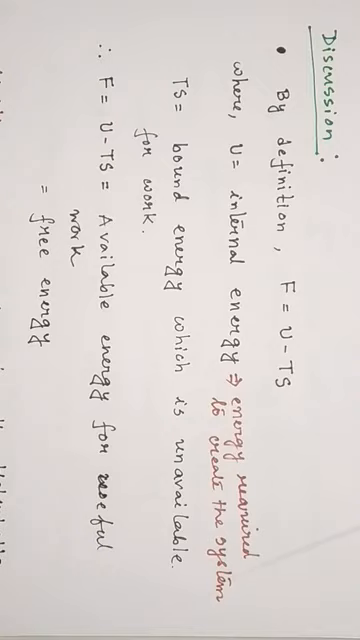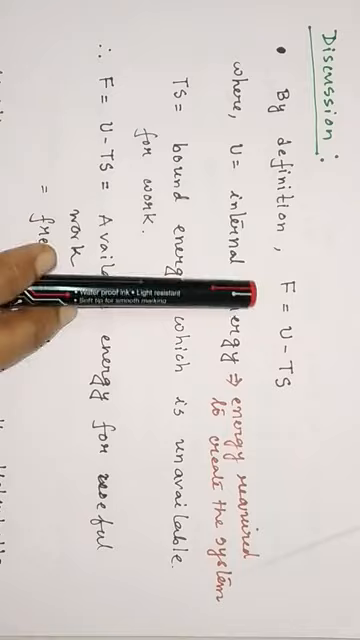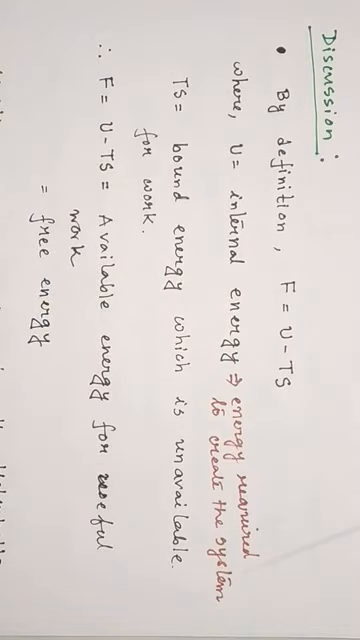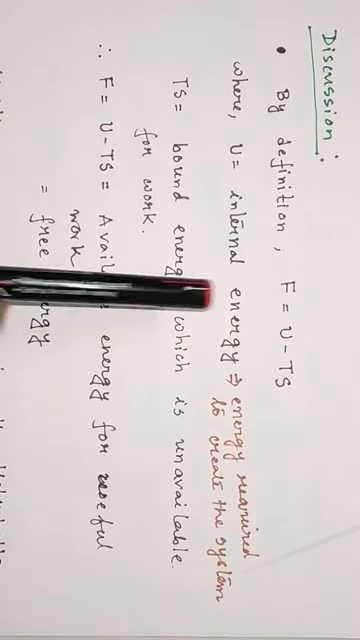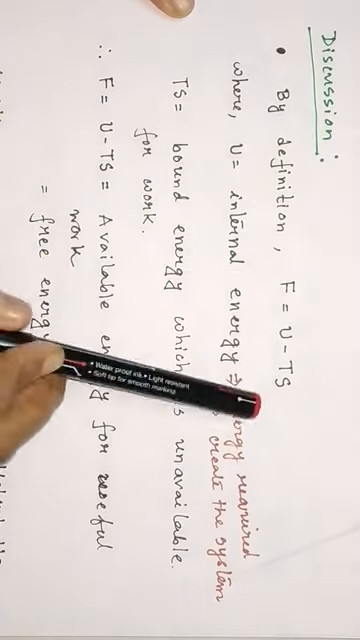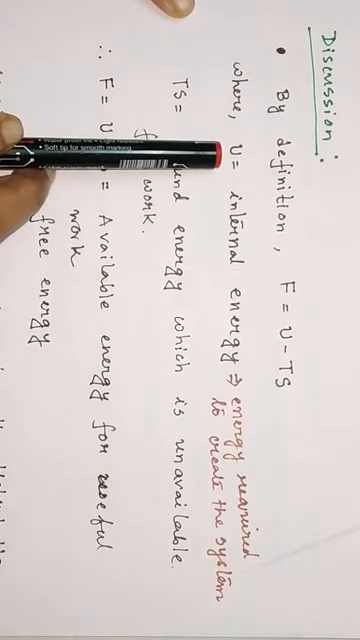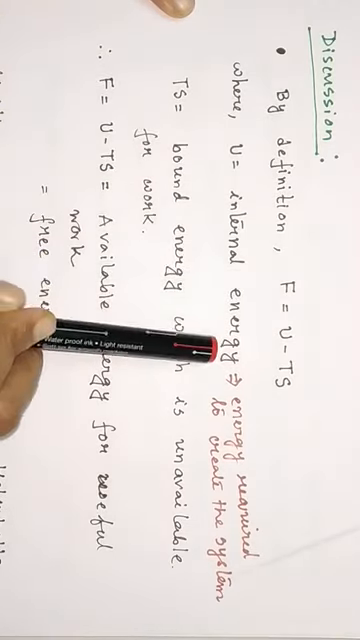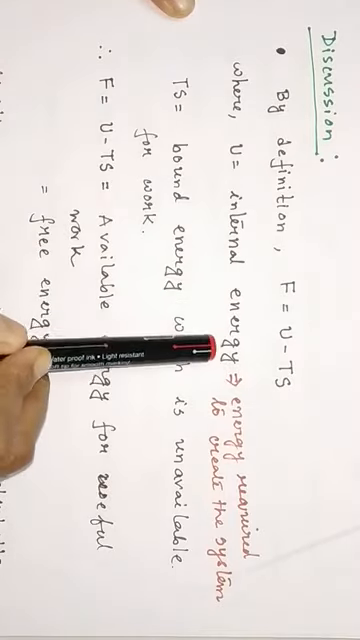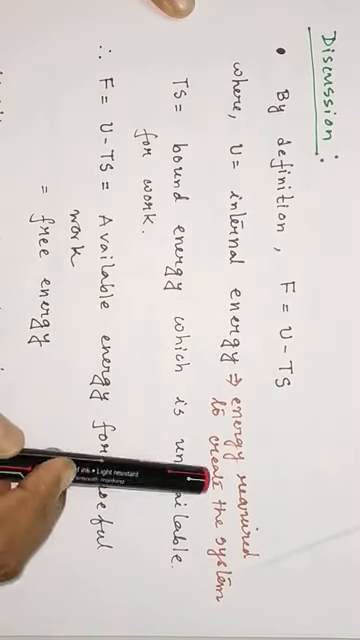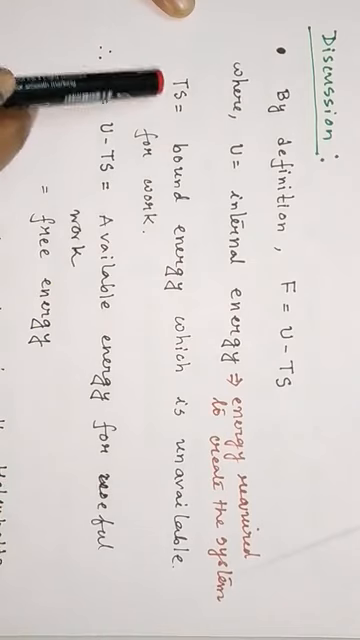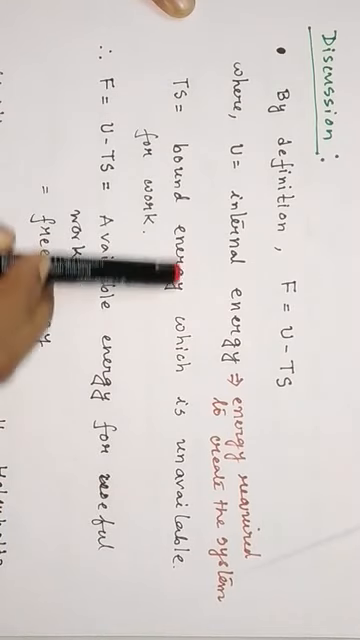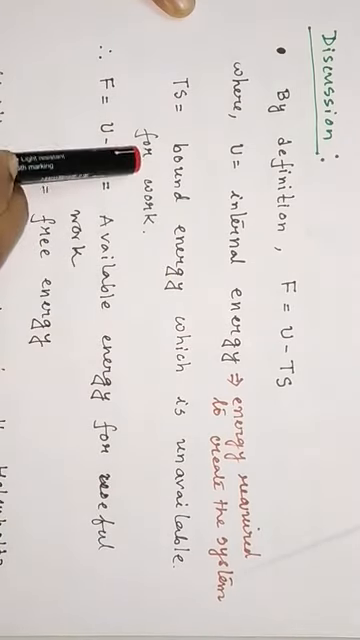So now in the next part of the discussion, we'll try to define the Helmholtz free energy F. Okay. So we have defined F as U minus Ts, where U is the internal energy of the system, and you can say that internal energy is the energy required to create the system. And what is Ts? Ts is the bound or latent energy which is unavailable for useful work.